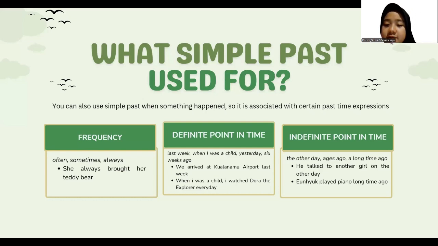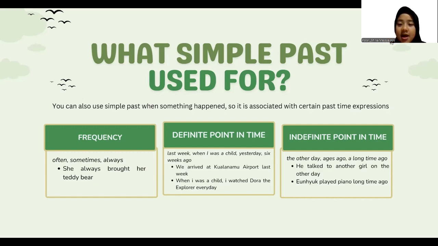And for the second, we have definite point in time, like last week, when I was a child, yesterday, or weeks ago. For example, here we arrived at Kualanamu Airport last week. And then we also have, when I was a child, I watched Dora the Explorer every day.